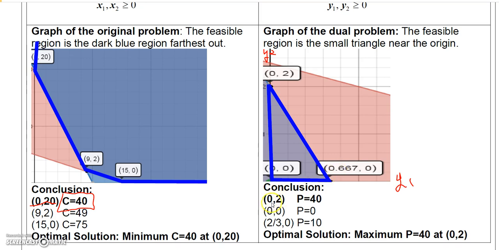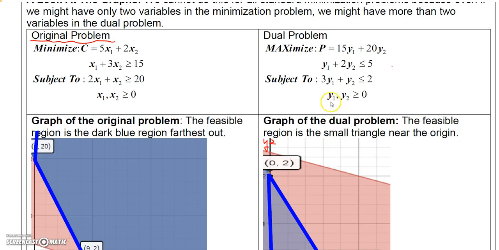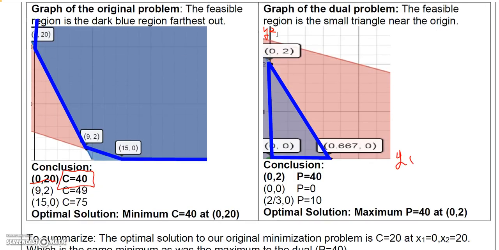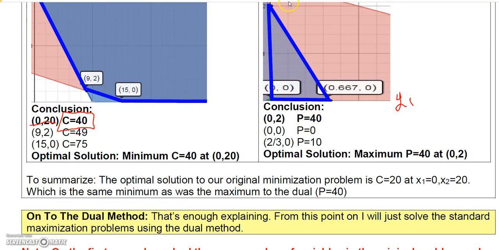So if you plug in the point 0, 2, you get p equal 40. If you plug 0, 0 in, you get p equals 0, and if you plug 2/3, 0 in, you get p equals 10. And of course, when I say plug in, I'm talking about plugging it into this value. And notice that we wanted to maximize the dual problem, and notice that the maximum value of the dual is actually 40. So let me highlight that for you. So the maximum value of the dual problem is 40.